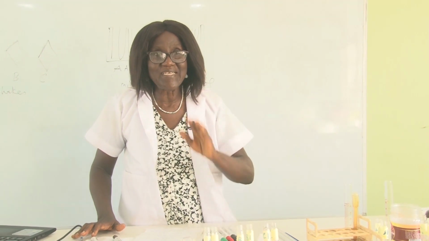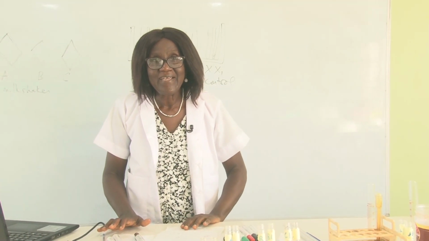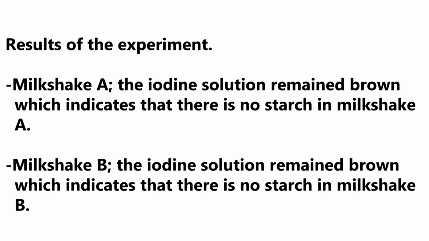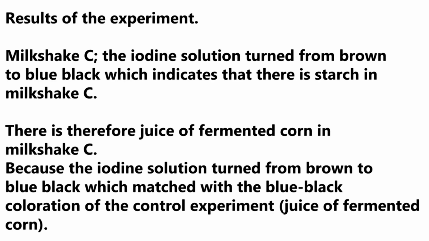Let's look at how the students set up to write the results and the conclusions. Milkshake A remained brown with iodine solution, which indicates that there is no starch in milkshake A. Milkshake B remained brown with iodine solution, which indicates there's no starch in milkshake B. Milkshake C turned from brown to blue-black when iodine solution was added, indicates that there is starch in milkshake C.